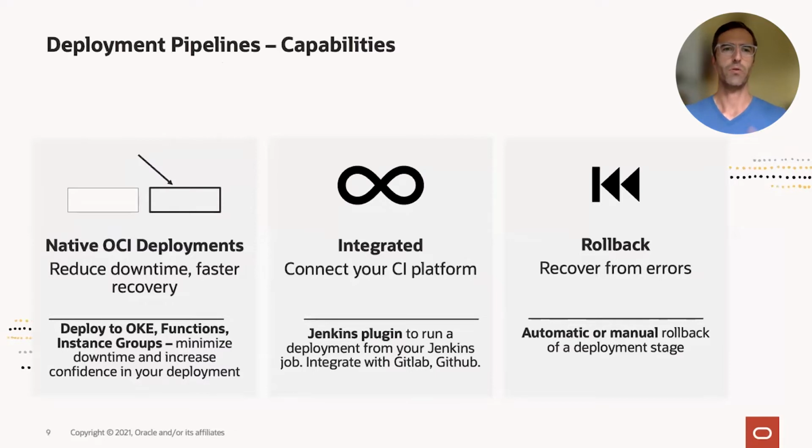So why do we want to do this? With the OCI DevOps service, you're able to deploy in a native way to OCI platforms. That is our managed Kubernetes, OKE, functions, and instance groups. You can integrate with your existing CI platform. And then we talked about this: we'll show you how you can roll back.